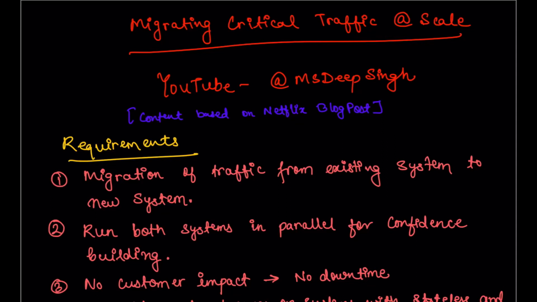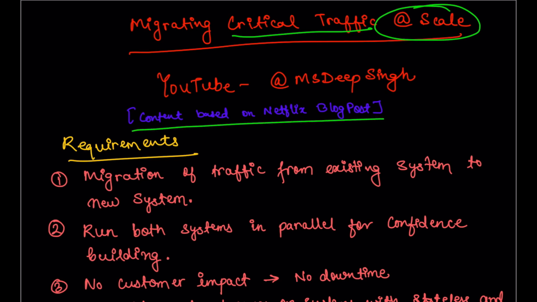Hello everyone, this is Singh and today we are discussing how we can migrate critical traffic at scale and without any downtime in our system. So how can you actually do it? This is actually based on a Netflix tech blog which is published on their tech blog site. I will also share the link with you in the video description.